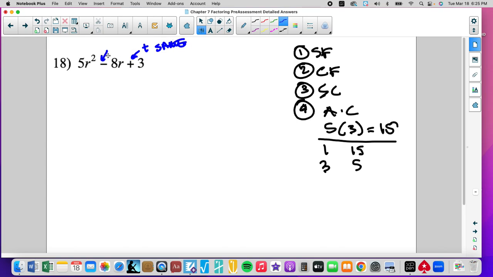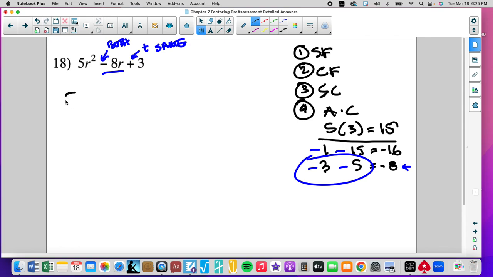And if they're the same, we look here and they're both negative. So negative, negative. Let's combine them. Negative 16, negative 8, negative 8. Yes, it's the bottom one. 5r squared minus 3r minus 5r plus 3.